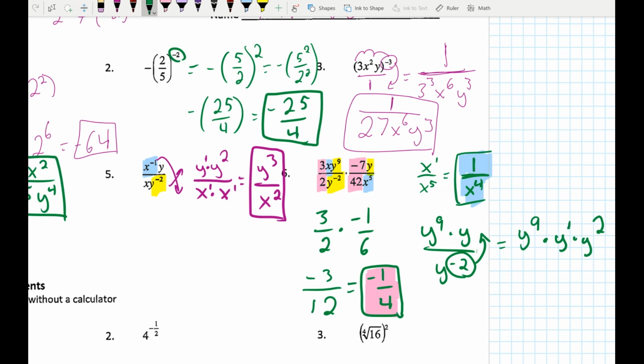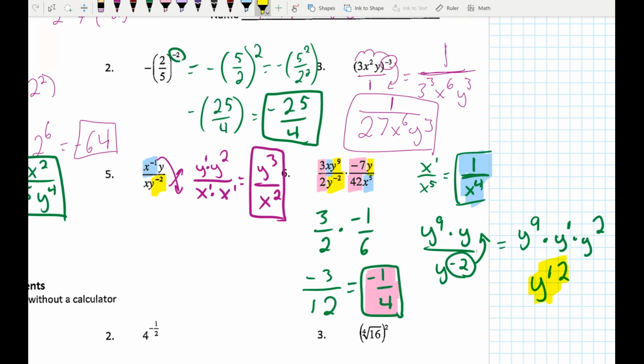It's really bad. I'm going to put a 1 here on this y because it didn't have one there, but it's obviously at least one y. Now, if I'm going to combine all those, all I have to do is add the exponents. And so I get y to the 12th. And so I've finished my 3 parts of this problem.